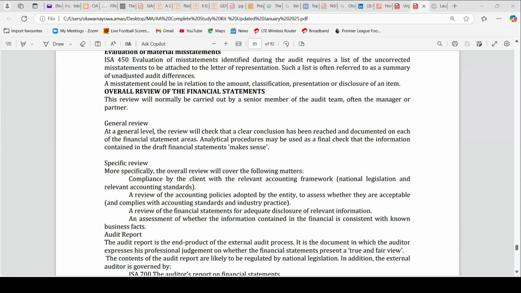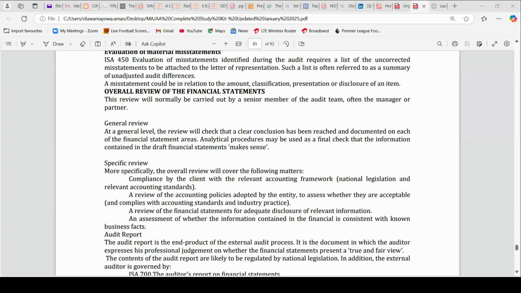There are some misstatements that he will take to management. This thing is wrongly applied, please correct it. Based on the materiality, this one needs to be adjusted. Now, there are some that the management will not correct. They will either say it's immaterial, or they will say this one is for whatever reason. So for all those uncorrected material misstatements, the auditor needs to get a written representation from them.